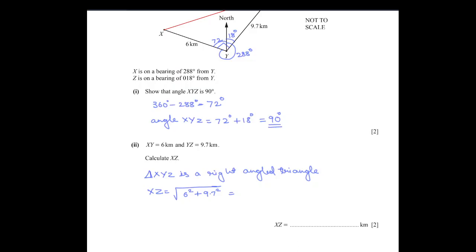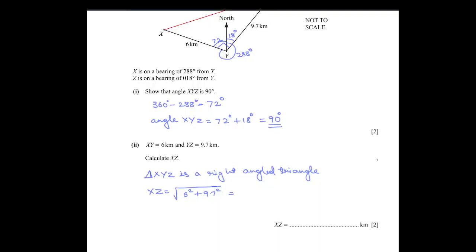So take square root of 6 square plus 9.7 square, which is equal to 11.405. So you can write it as 11.41 kilometers.